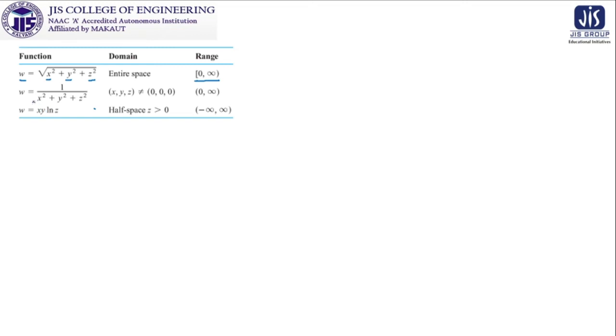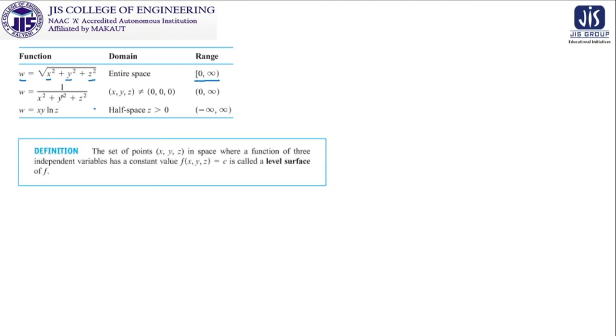Similarly, you can analyze what will be the case for 1 by x square plus y square plus z square. Similarly, you can analyze what will be the case for xy log x log z. The definition is not here for level curve. The idea is updated, or rather upgraded, from level curve to level surface, because it is not possible for you to get any level curve over here.